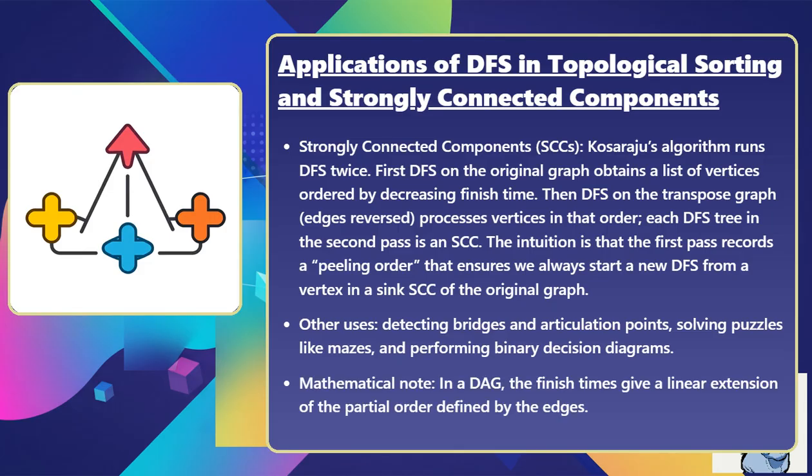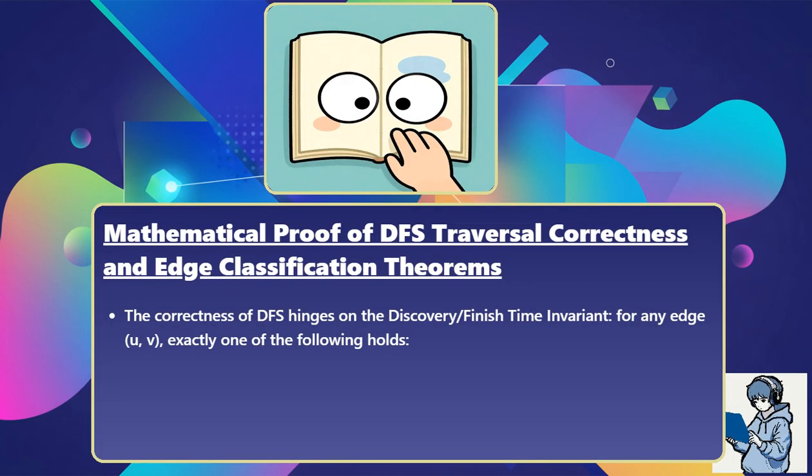Mathematical note: in a DFS of G, the finish times give a linear extension of the partial order defined by the edges. The correctness of depth-first search hinges on the discovery/finish time invariant: for any edge (U, V), exactly one of the following holds.